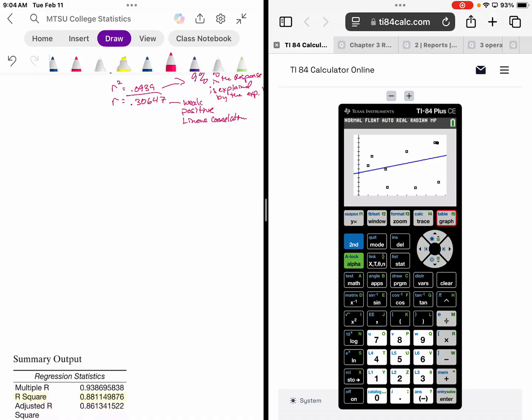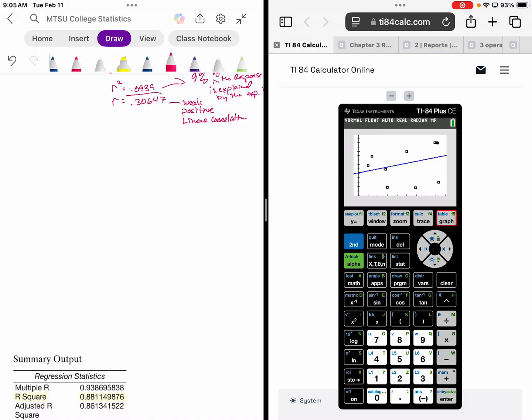So here's what that last picture looked like for that last set of data. There's the LSRL, the least squares regression line. Notice how much variation we have vertically away from that least squares regression line for those data points. That to me makes sense why we saw such a low r value of 0.3.